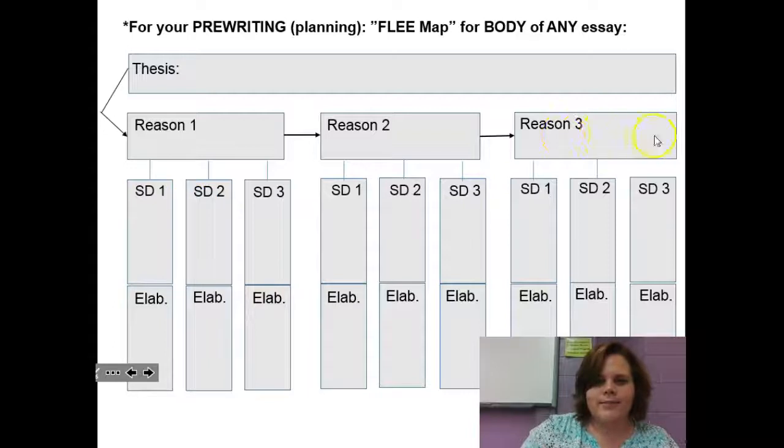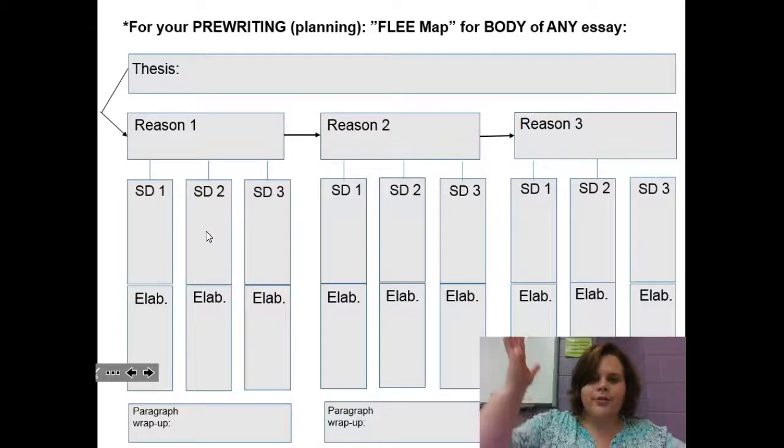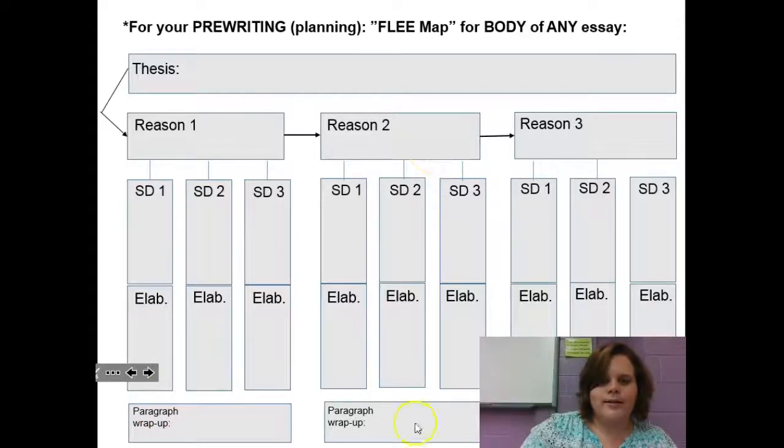So for all of the reasons that you come up with, all of the categories in your thesis, you should be able to say at least 6 to 8 things about it, or it's not a big enough category. And then finally, for each little part of your flea map, you want to have a paragraph wrap-up sentence. So ultimately, the cool part here is this whole thing is one paragraph, and this whole thing is another, and this whole thing is another. If you were to really just dive into this, you'd have the bulk of your paper already planned out. Because your intro and conclusion you would have already done with the spool thing. And then paragraph 2, paragraph 3, paragraph 4, and then your conclusion that you already planned.